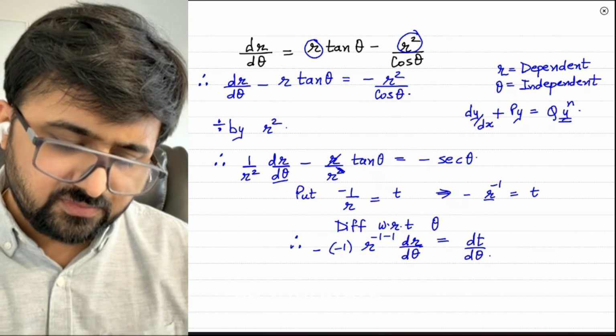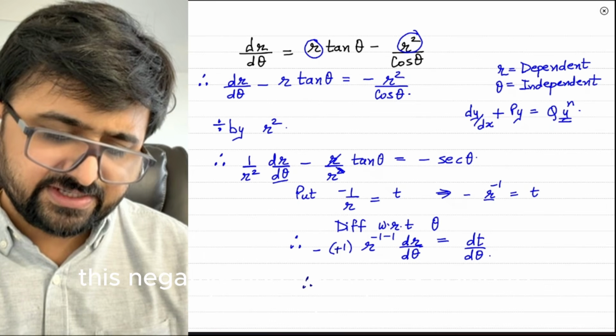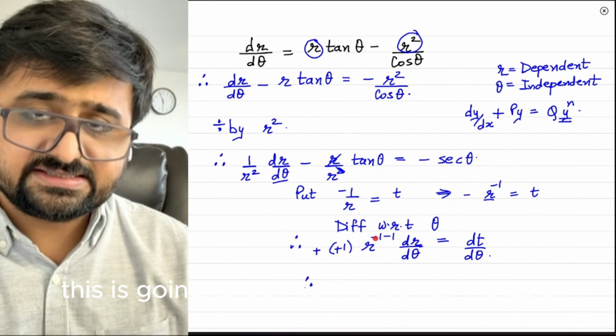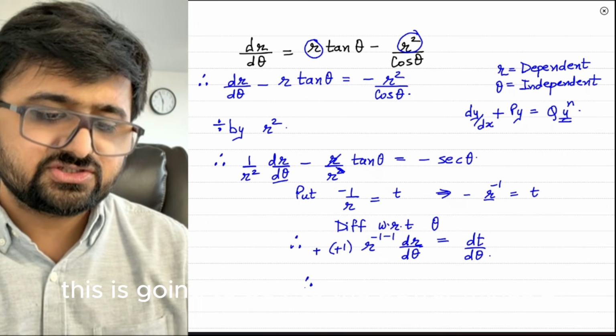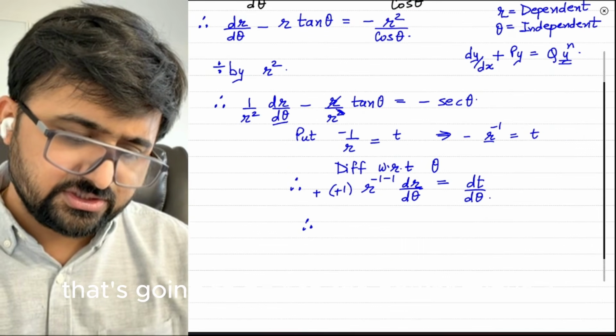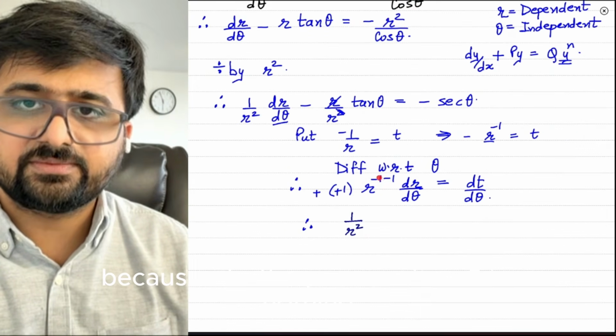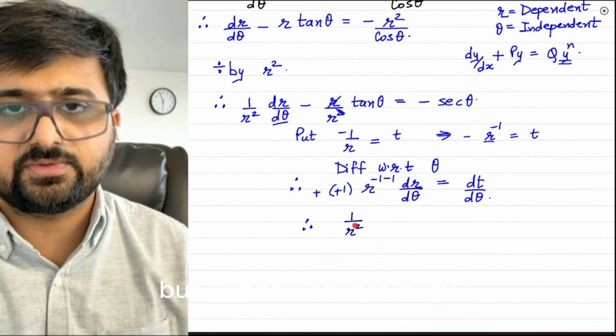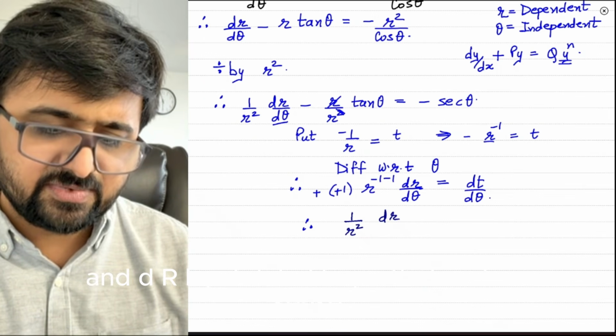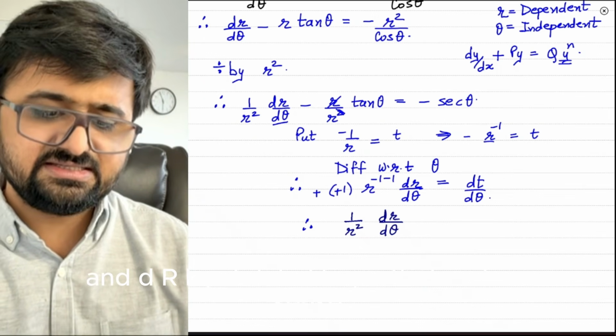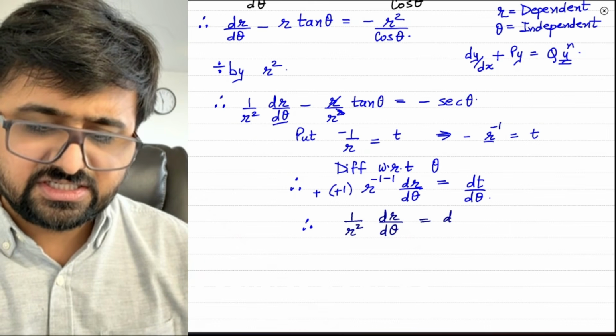Therefore, this negative and negative is going to become positive. This is going to be r to the power minus 2, which is nothing but 1 upon r square. So 1 upon r square times dr by d theta is equal to dt by d theta.